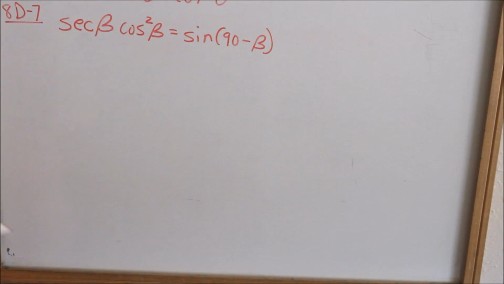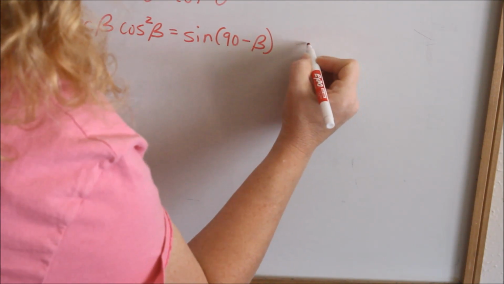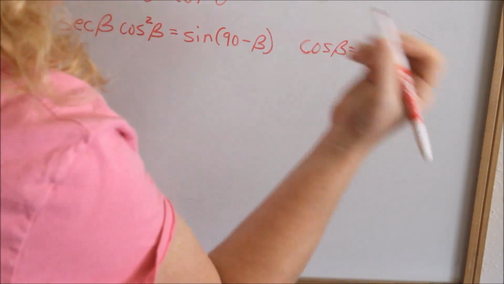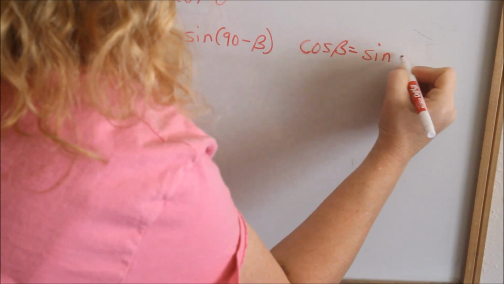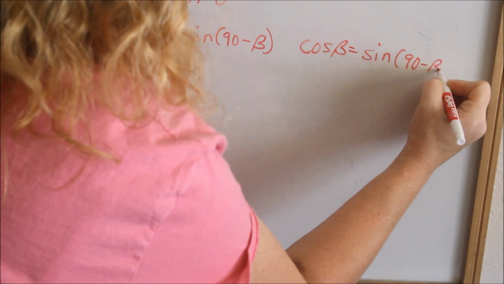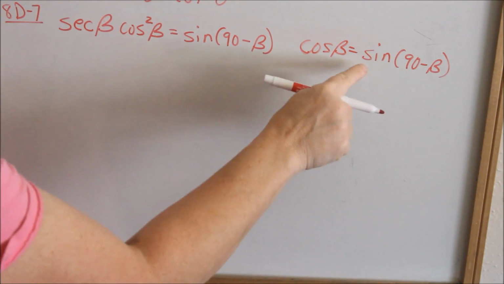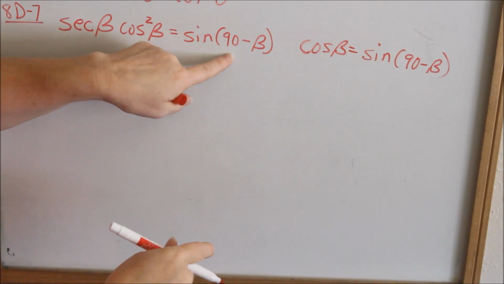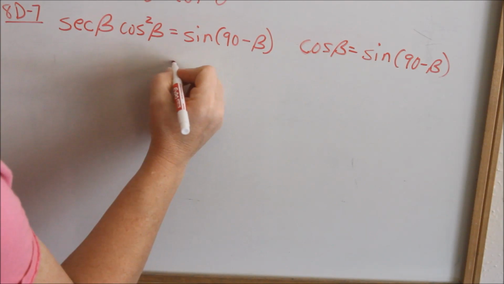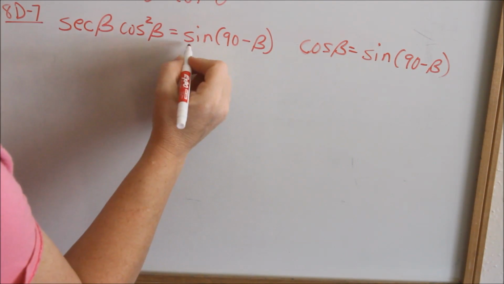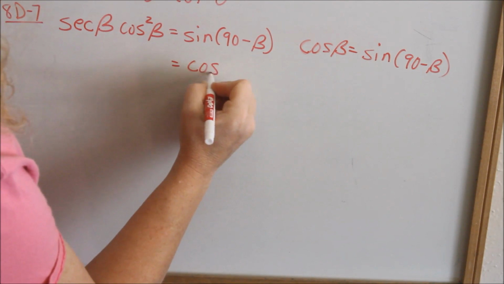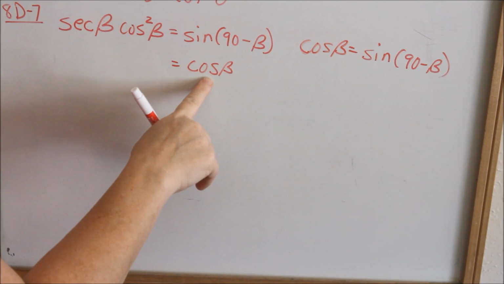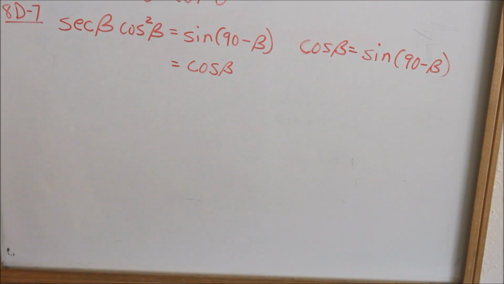This is a cofunction, okay? So our cofunctions, we said that cosine of beta, or we could use theta, is the same as sine of 90 minus the other angle. So I can replace this whole thing, sine of 90 minus the other angle, with cosine. So on the right hand side, I'm going to replace this whole thing with cosine because sine of 90 minus beta equals cosine of beta. That was from our cofunctions.